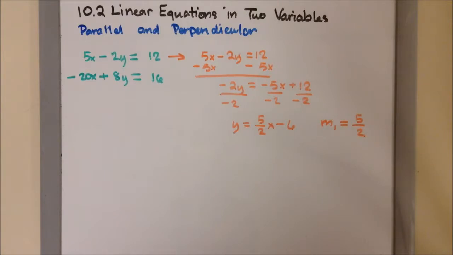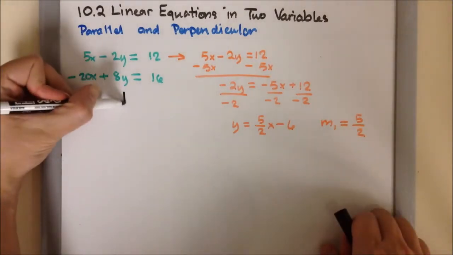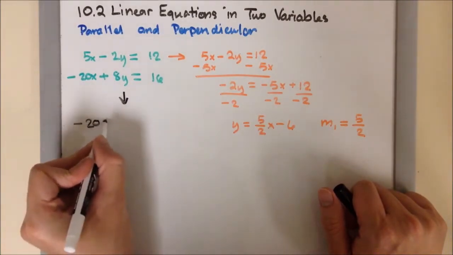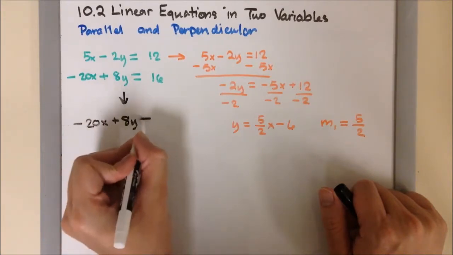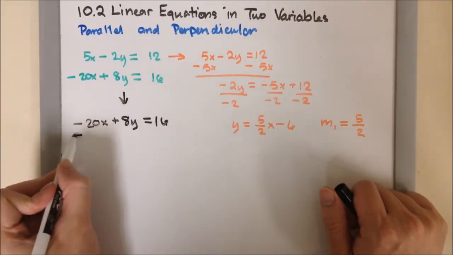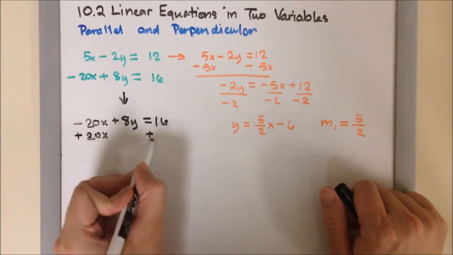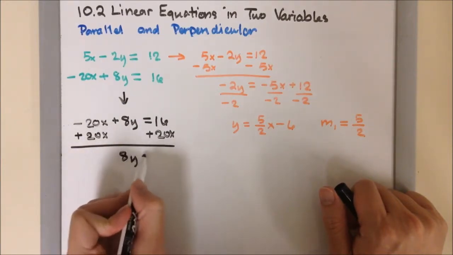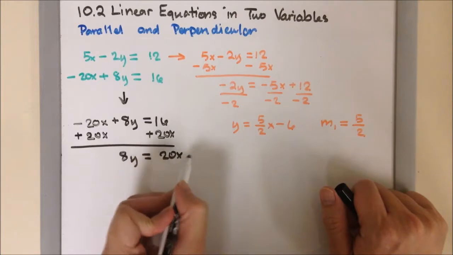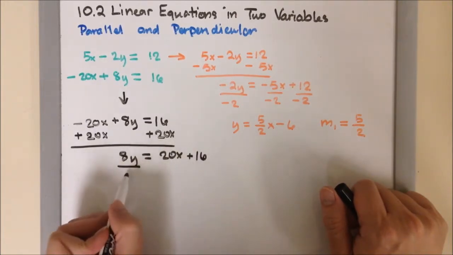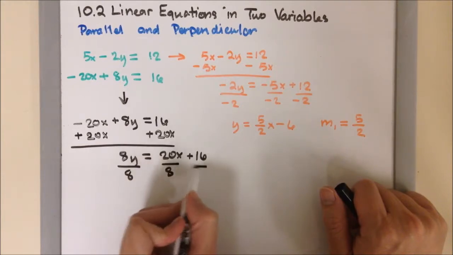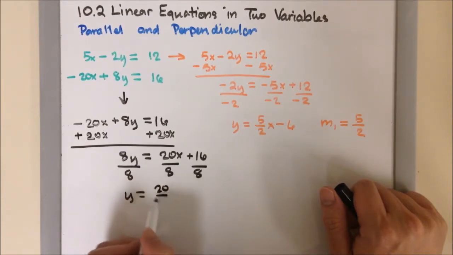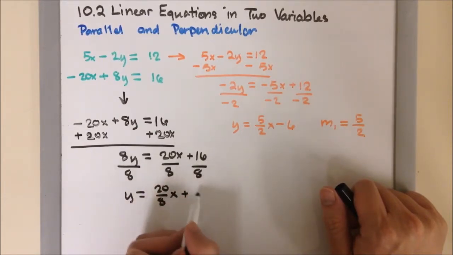And then the second one, so -20x plus 8y equal to 16. So to get y by itself, I'm going to add 20x to both sides. I'm going to get 8y is equal to 20x plus 16. Then I'm going to divide both sides by 8. Y equals 20 over 8x plus 16 divided by 8 is 2.